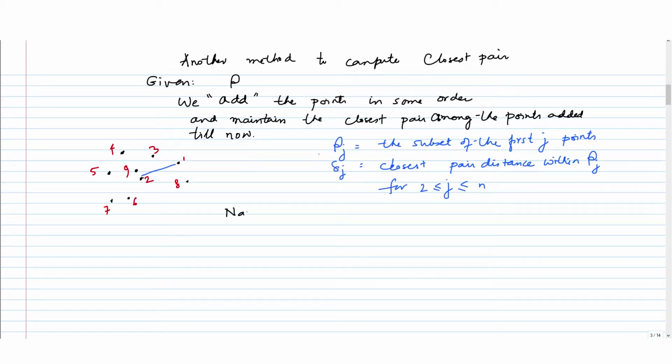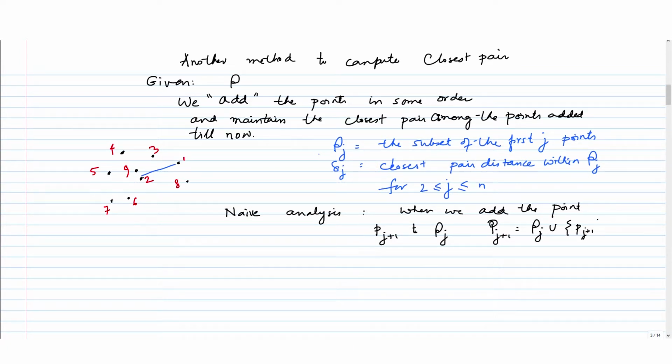Okay, so a naive analysis would be that when we add the point Pj plus 1 to Pj, where Pj plus 1 is nothing but Pj union the latest point that you have added, we can check all the distances dist of Pj plus 1 with q, where q belongs to Pj.